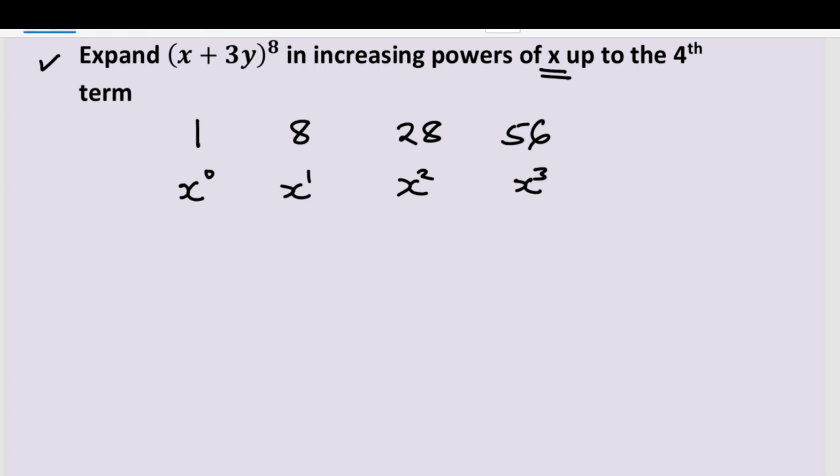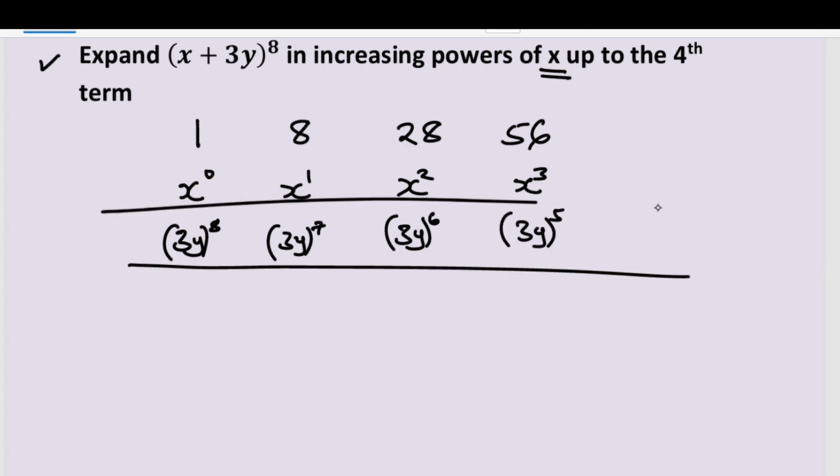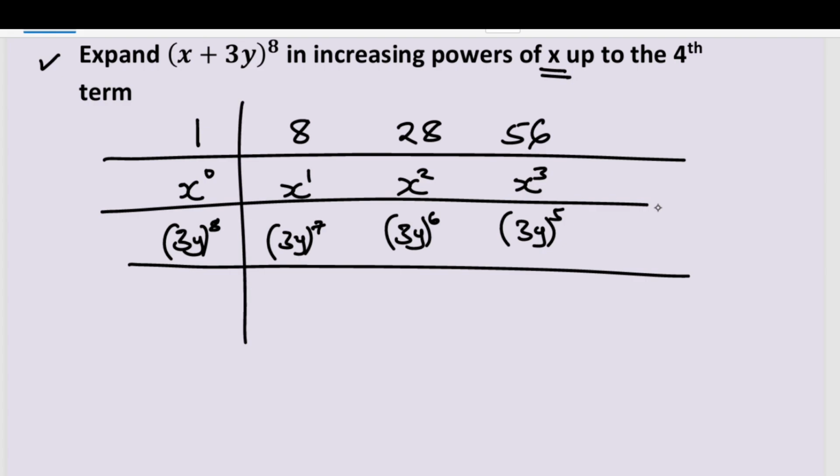Then we do the opposite for the other one. So for y, we shall have 3y raised to power 8, the highest one, 3y raised to power 7, 3y raised to power 6, 3y raised to power 5. Now let us get the result.